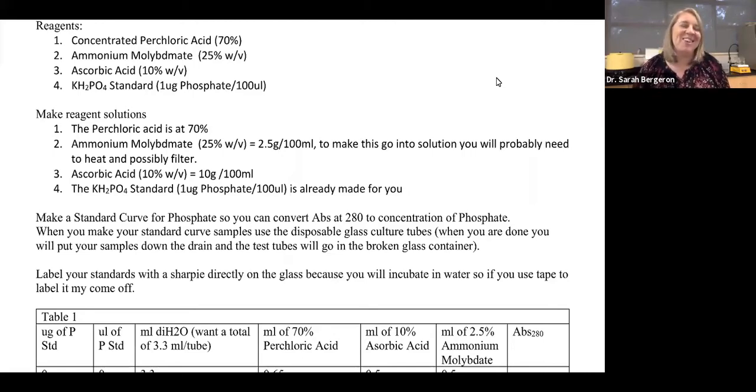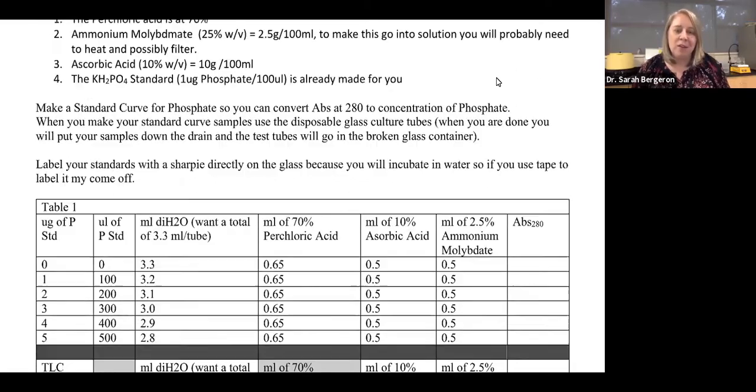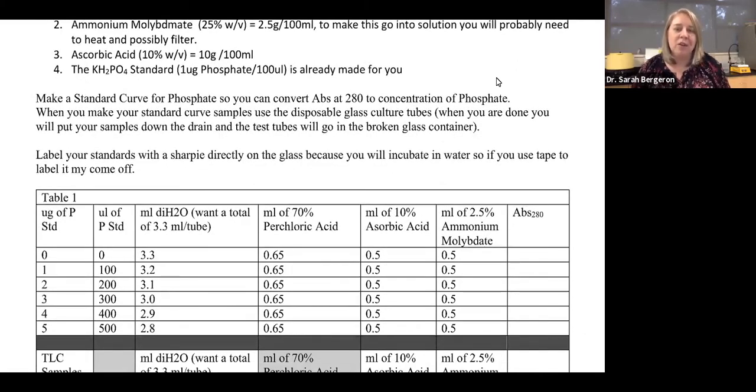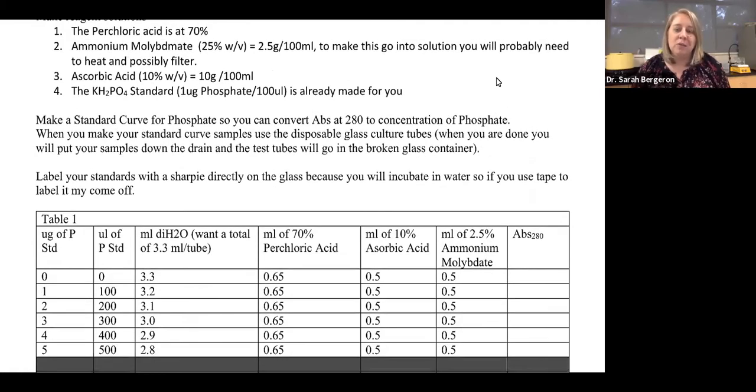Oh, so nice. All right, so ascorbic acid, 10% weight by volume, that means 10 grams per 100 milliliters. You'd make that one up. And then the standard is already made for you. So the first point of the lab is to make our standard curve. We want to be able to convert absorbance at 280 nanometers, that should be nanometers, to concentration of our phosphate.